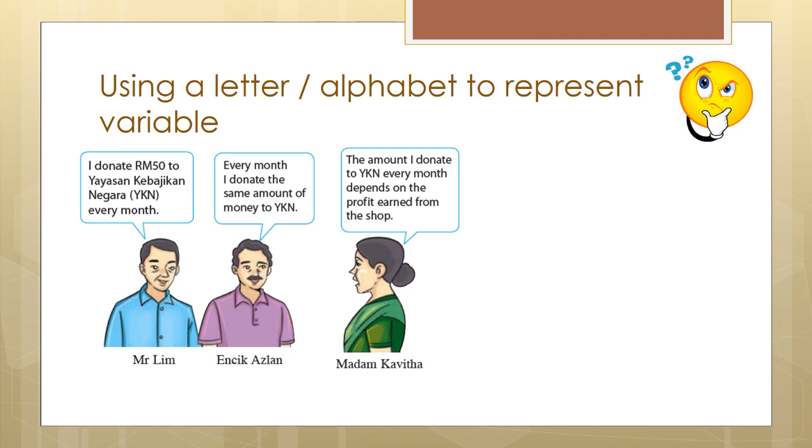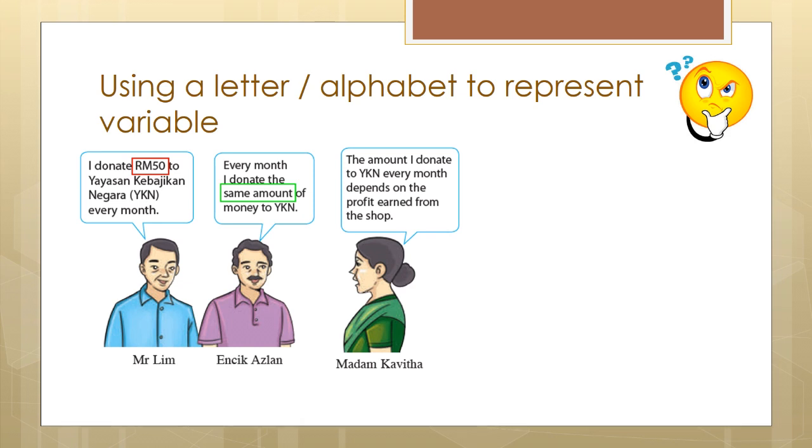Okay, let's have a situation here. Mr. Lim, I donate 50 ringgit to Yayasan Kebajikan Negara every month. Alright, we know about that. Mr. Lim is going to donate 50 ringgit. How about Encik Azlan? Encik Azlan, okay, every month I donate the same amount of money to YKN. Every month will be the same amount. Okay, so we have the informations.